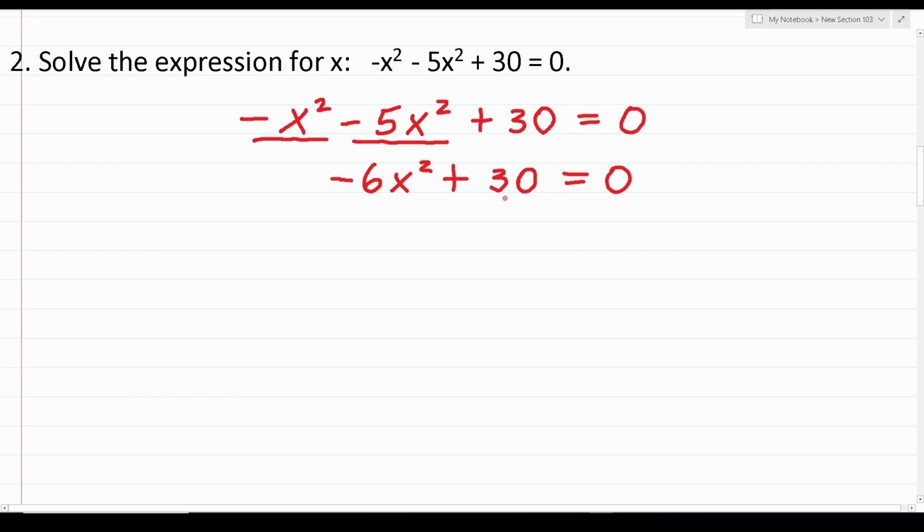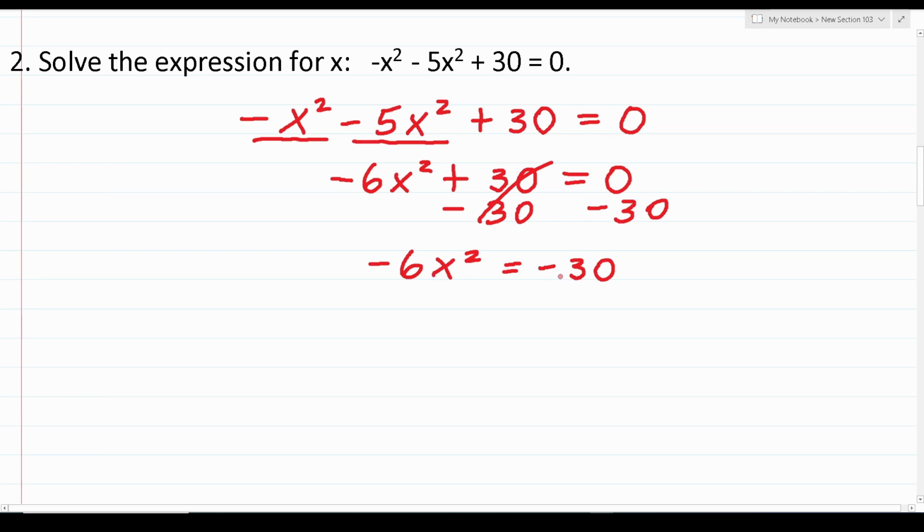Again, our goal in this case is not to factor this expression, but to solve for x. So in other words, we want to get x by itself. So I'm going to start rearranging this expression such that I eventually get x by itself. So let's go ahead and start by subtracting 30 from both sides. This crosses out here, leaving you with negative 6x squared equals negative 30.